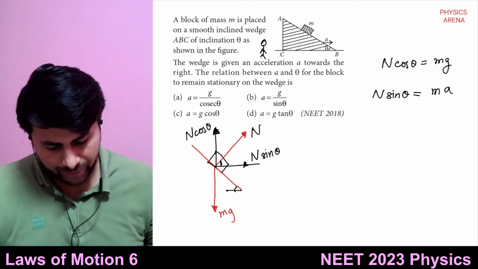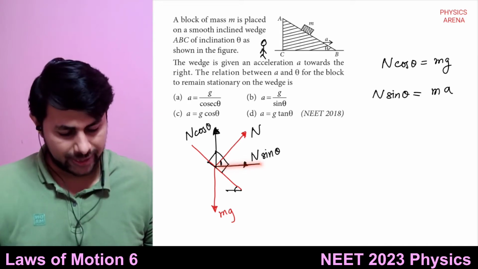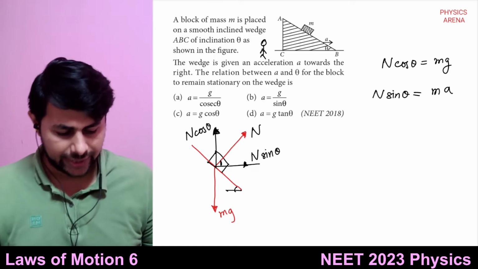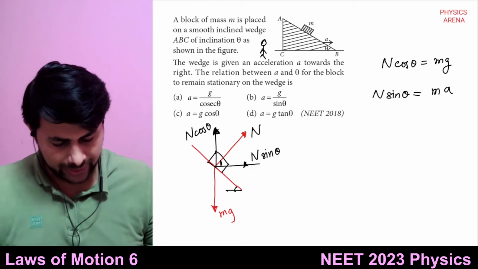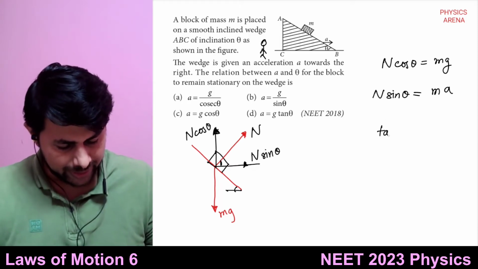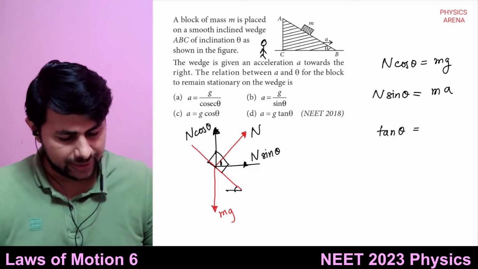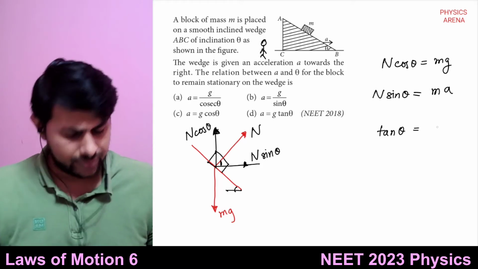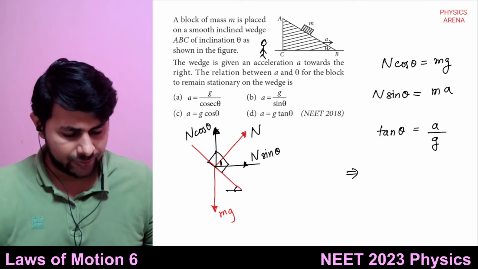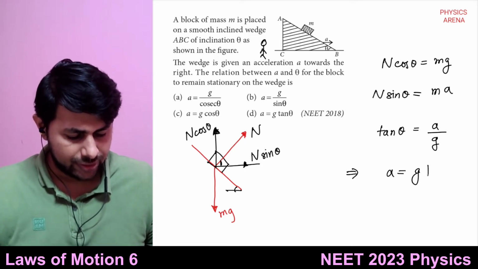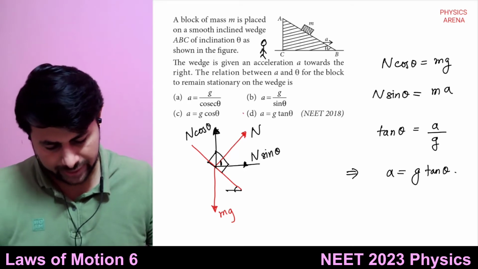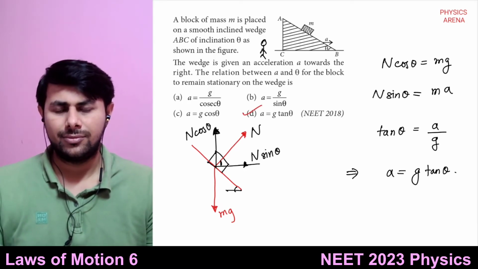So it is provided by what? Horizontal component of normal reaction. And now you can divide first by second or second by first. So n and n will get cancelled out. Okay, so if I divide second by first, I will get tan theta equals to what? Ma divided by mg, that is a divided by g, and therefore a is equal to g tan theta. So g tan theta, option D is the answer. Understood?